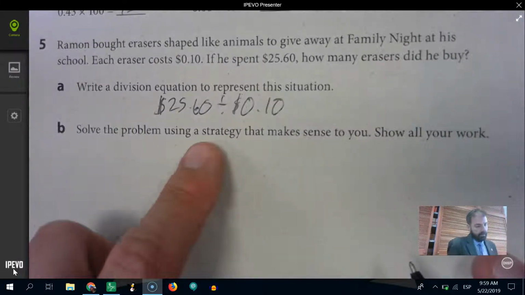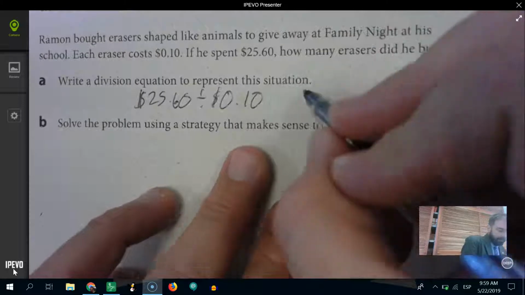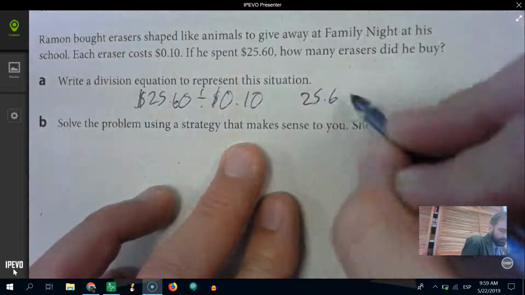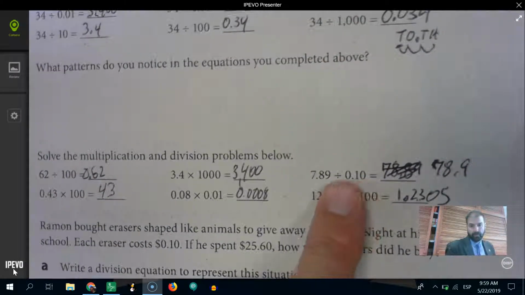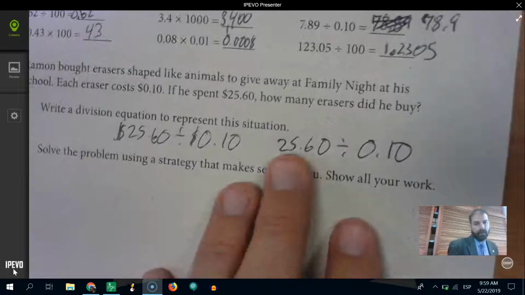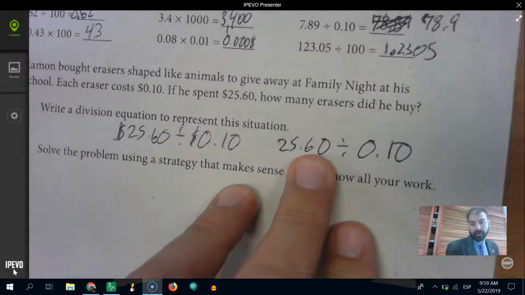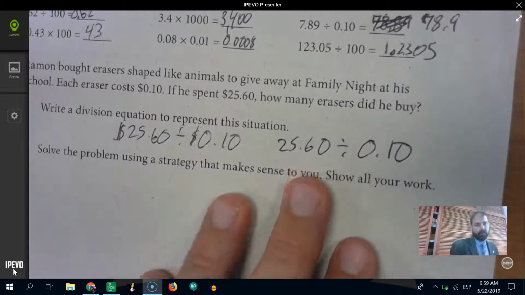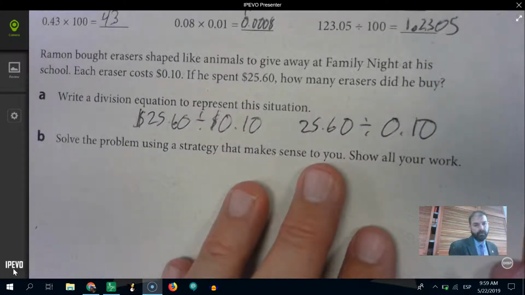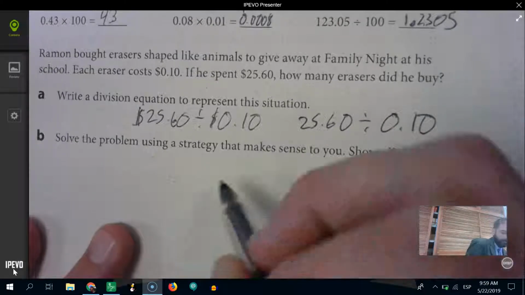0.10. If I wanted to write that just in regular numbers, and again, if I go up here, when I'm dividing by 0.10, my number is shifting to the left. So it's going to be more than 25 and 6. This is going to be more than 25.6 erasers. Use it to solve the problem. That makes sense to me.